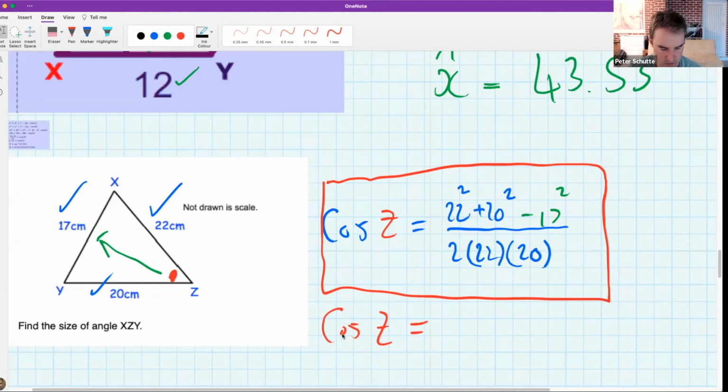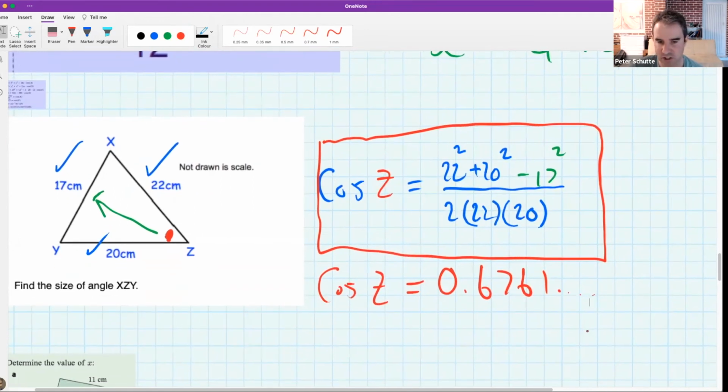So 22 squared plus 20 squared minus 17 squared, divided by 2 times 22, 20. Okay, so this is quite a messy decimal number, like 0.6761. I'm not even going to write the whole thing down because I'm using the answer function, the answer variable in my calculator. So basically I pressed equals. I know that that long number is sitting in my calculator's memory.